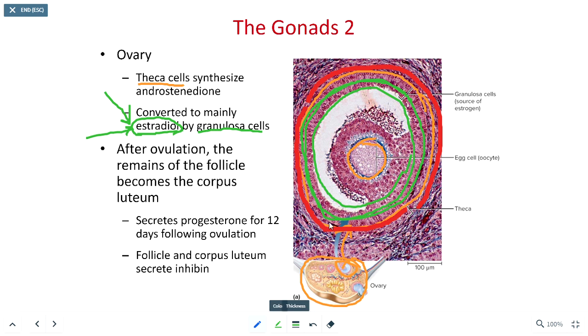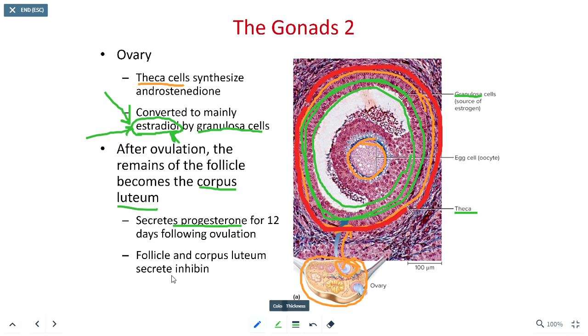After ovulation, these theca cells and granulosa cells are going to remain, but they'll be converted into a structure known as the corpus luteum, or the yellow scar. The corpus luteum is then going to progress by secreting progesterone in addition to the estradiol that it was initially secreting.